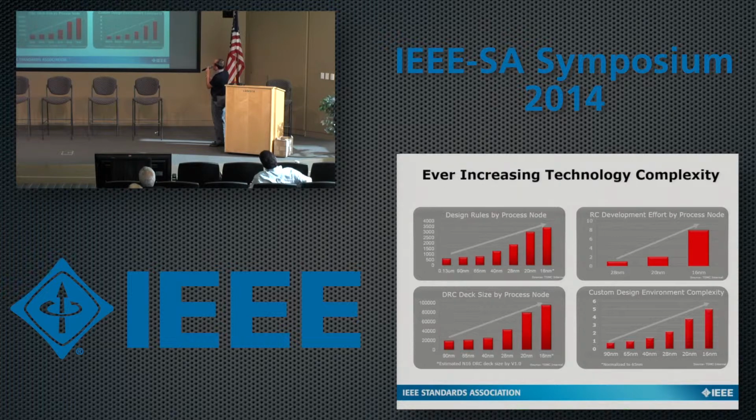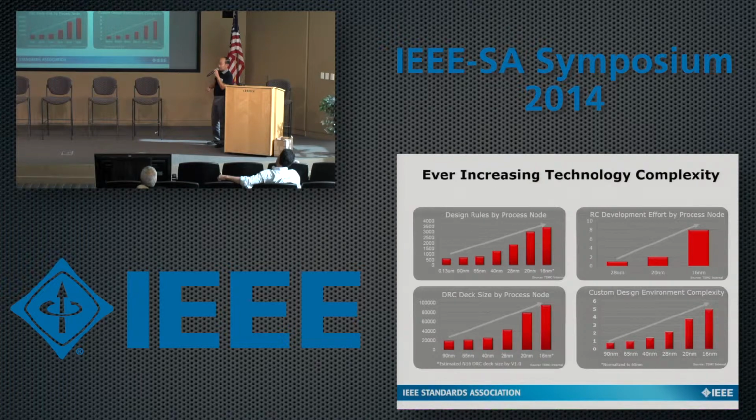If you look at RC development effort by process node, it is an effort that we're working on with Mentor, Cadence, Synopsys, and other vendors on the extraction part, because that's really the first step we have to do for every process. Again, from 28 to 16, the effort, which is the people and resources we put in, is probably about 8 times more. So that's quite a lot.